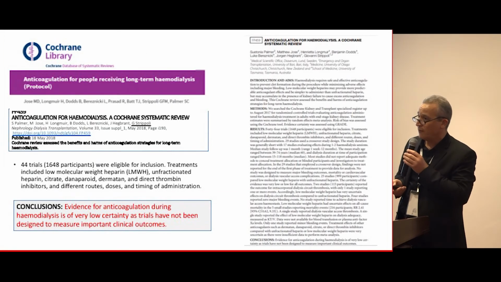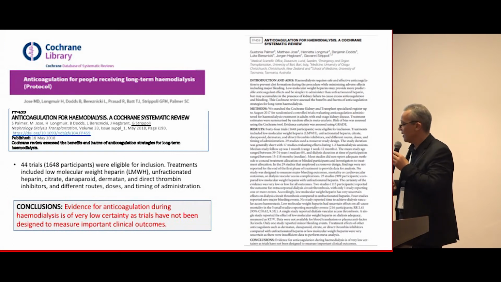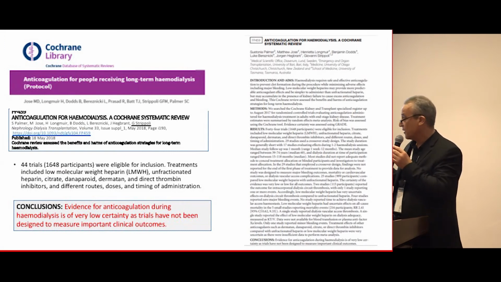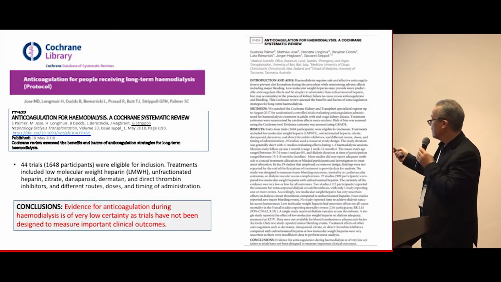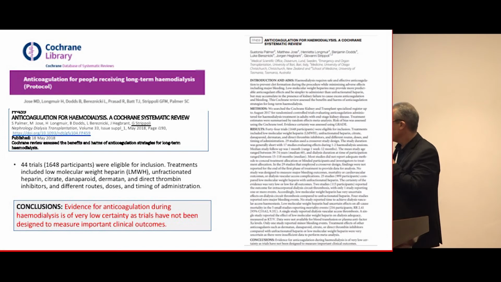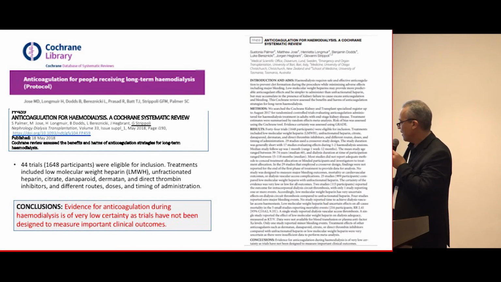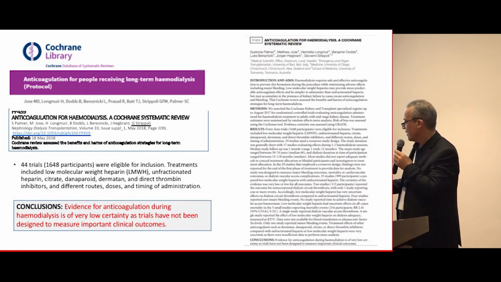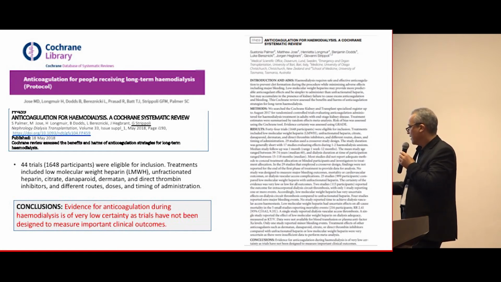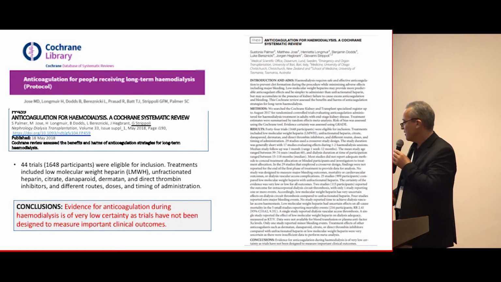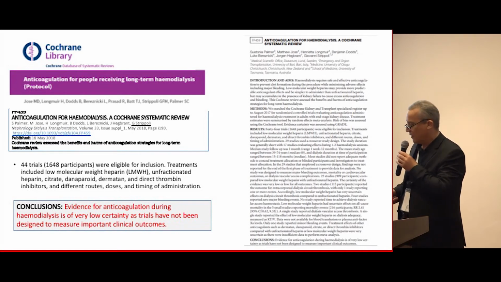What about the Cochrane meta-analysis? The Cochrane meta-analysis was announced in 2015, but there are no results up to now, no publication, only this abstract in 2018, I think. And in their conclusion, the evidence for anticoagulation drugs during hemodialysis is of very low certainty, and trials have not been designed to measure important clinical outcomes.